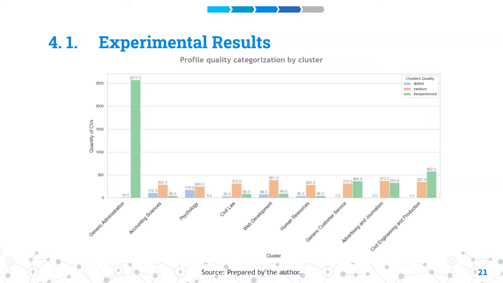So this is the result of the profile quality categorization by cluster. As we can see, we have some clusters that have skilled profiles, such as psychology, accounting, sciences, and in generic administration, the most part of the profiles are inexperienced, but we already have some skilled profiles here.